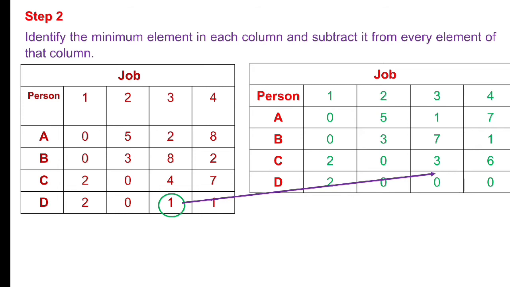Similarly, fourth column minimum is 1. Subtract it from the other values, and we will get the fourth column of the new table. 8 minus 1, 7. 2 minus 1, 1. 2 minus 1, 1. 7 minus 1, 6. 1 minus 1, 0. So this is the way we get the new table of values.